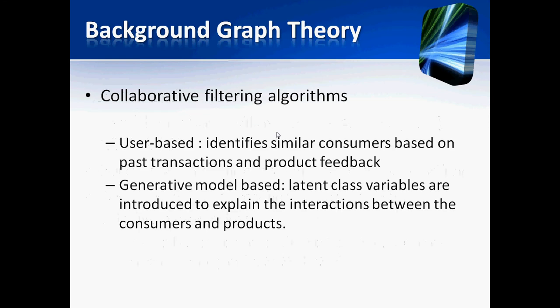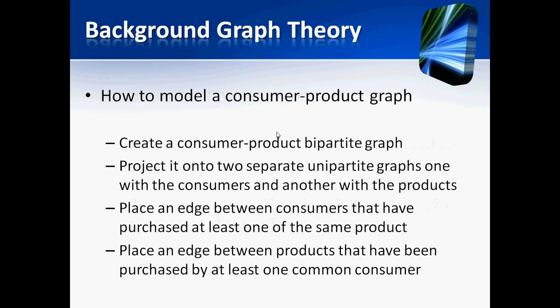The particular algorithms that are going to be tried in this research paper, they tried these. User-based, where we identify similar consumers and group them based on their past transactions and the product feedback. And generative model-based, where we use variables to explain the interactions between the consumers and products. How are we going to model this?